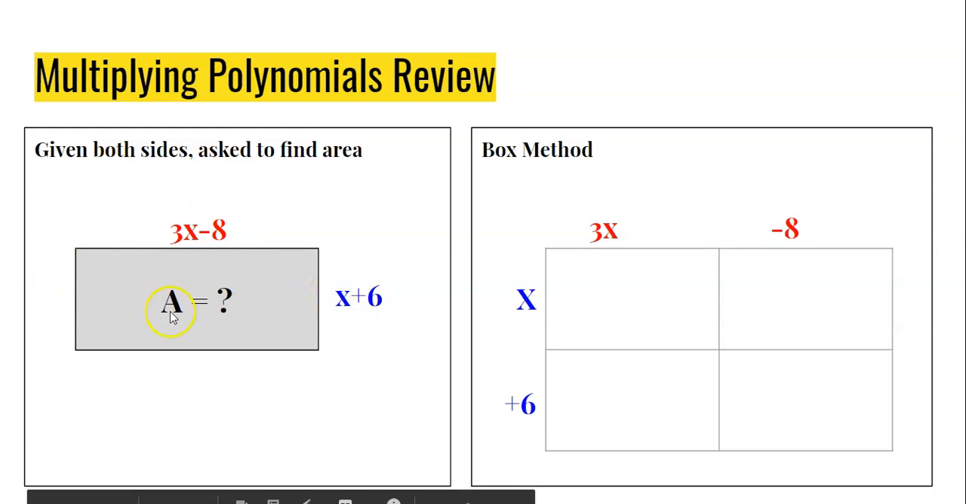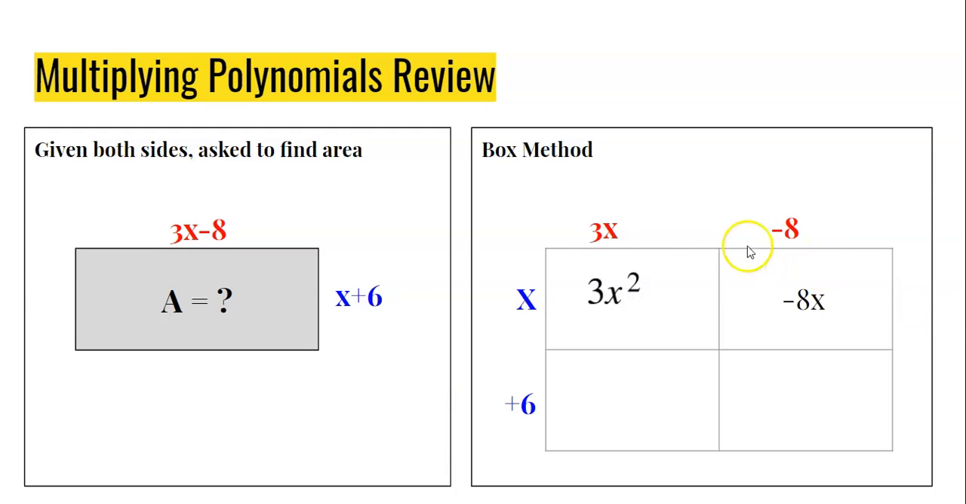sometimes you might be given the sides of a rectangle and we're trying to find the area, which is just length times width. So that's where you're multiplying your two binomials. So we use the box method. And here's where we say, okay, well, fill in the first box, 3x times x, only one number, keep the 3, x times x is x squared. Your second one's going to be negative 8 times x, which is negative 8x. 3x times positive 6, which is positive 18x.